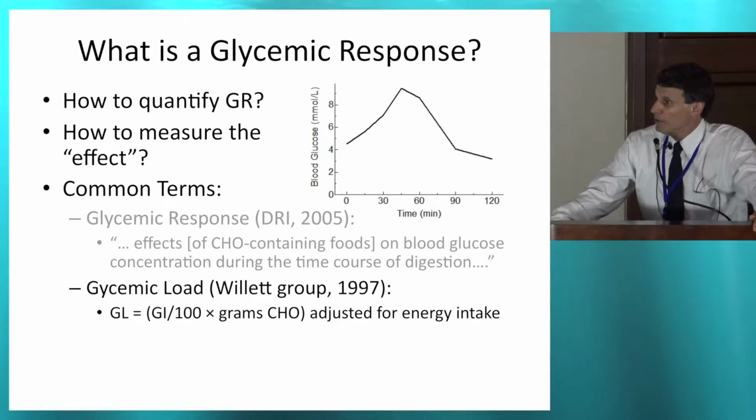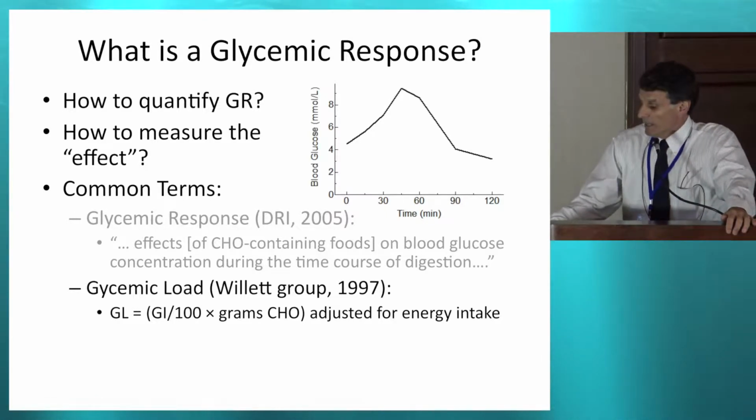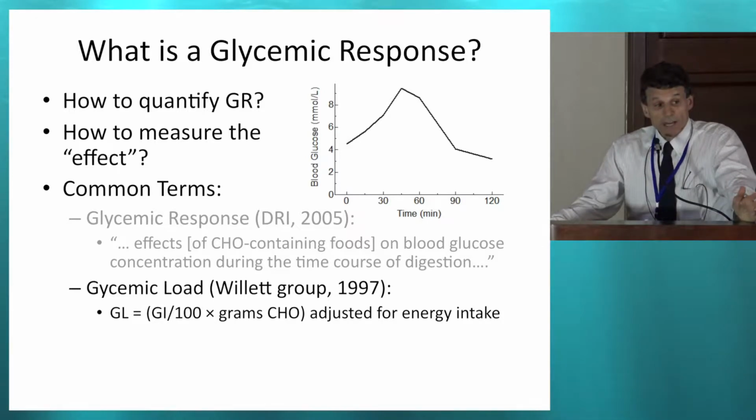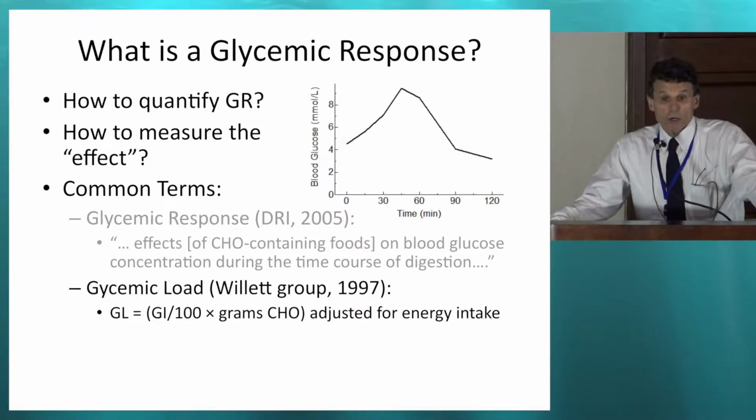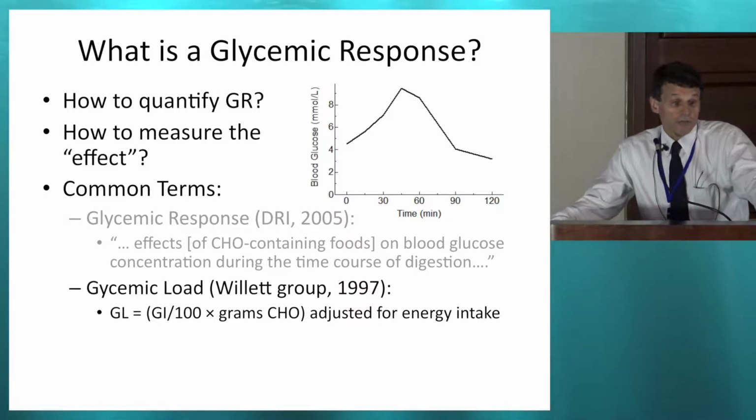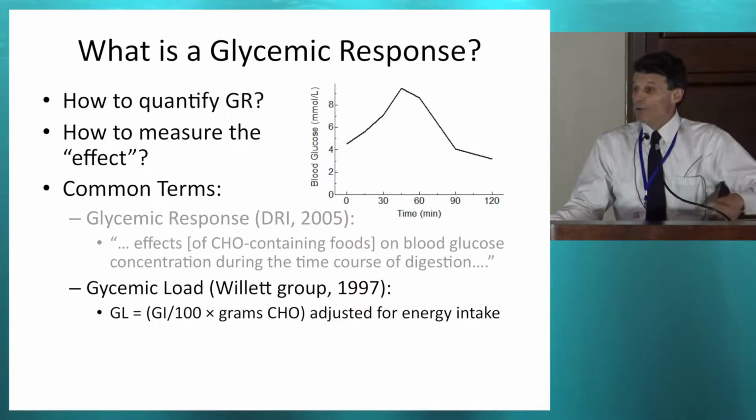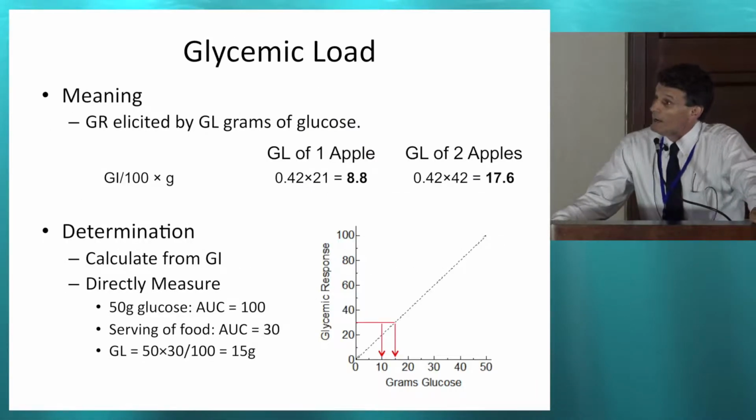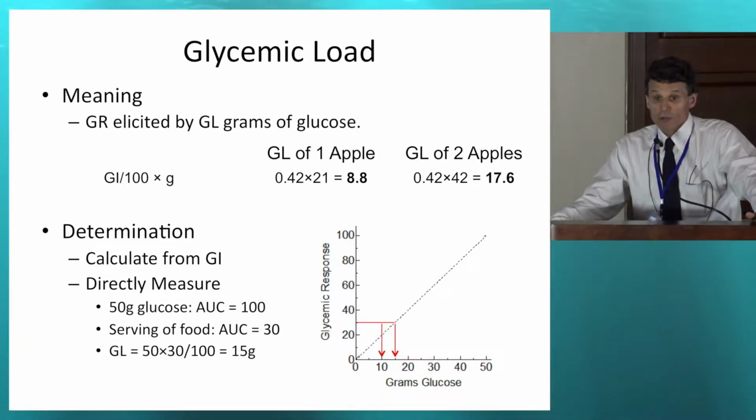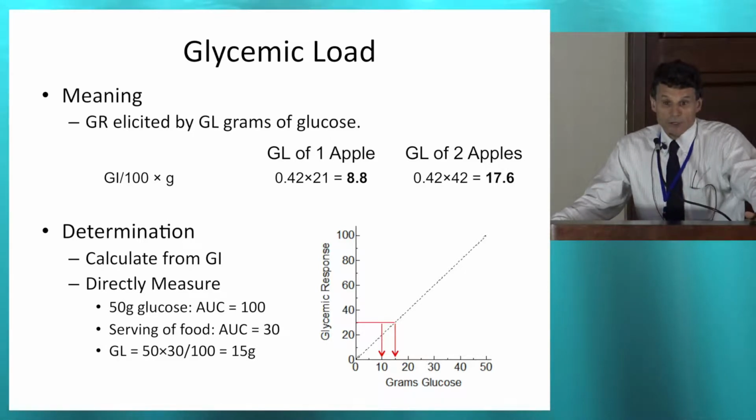So what about glycemic load? This was introduced by the Willett group in '97, and it was defined as the glycemic index times the grams of carbohydrate divided by 100, adjusted for energy intake. These were the famous papers showing that a low glycemic load reduced risk for developing diabetes, both in men and women. And I think this paper did an awful lot to bring GI and GL up into the public interest. I have a concern about the use of glycemic load from a clinical point of view because I don't think the meaning is really very well understood.